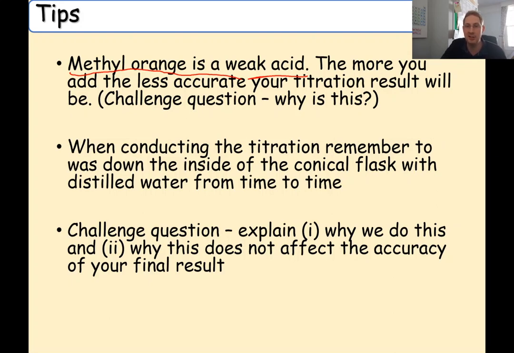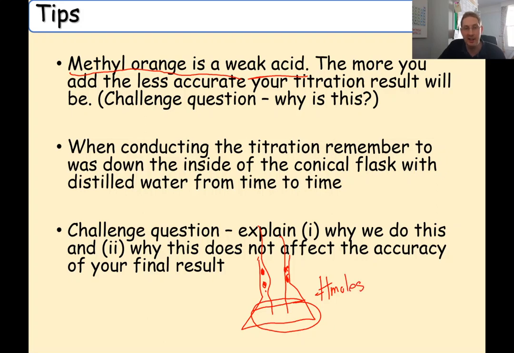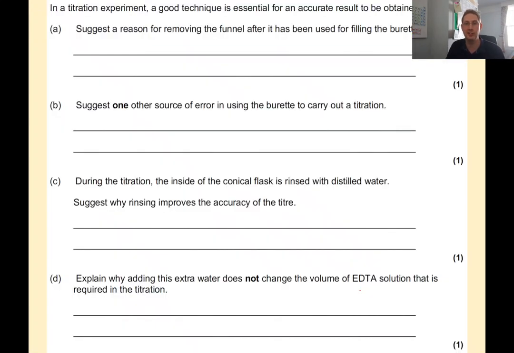When conducting the titration, remember to wash down the inside of the conical flask with distilled water. That's just to try and make sure that if there's any drips of stuff from the burette down the sides of the flask, they get washed in to the solution at the bottom. Why do we do this? Well, we make sure that all of the solution that's come out of the burette goes into the conical flask. Why doesn't it affect the accuracy of your final result? Well, the crucial thing is just the number of moles of the stuff that's in there. We don't really care about the concentration. We're just doing a mole to mole comparison when we do a titration.